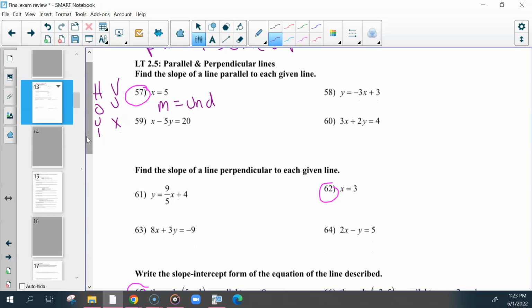For perpendicular lines, you need negative reciprocal slopes. So if we have whatever we have for 1, we have to take that, flip it, and make it negative if it was already positive, and vice versa.